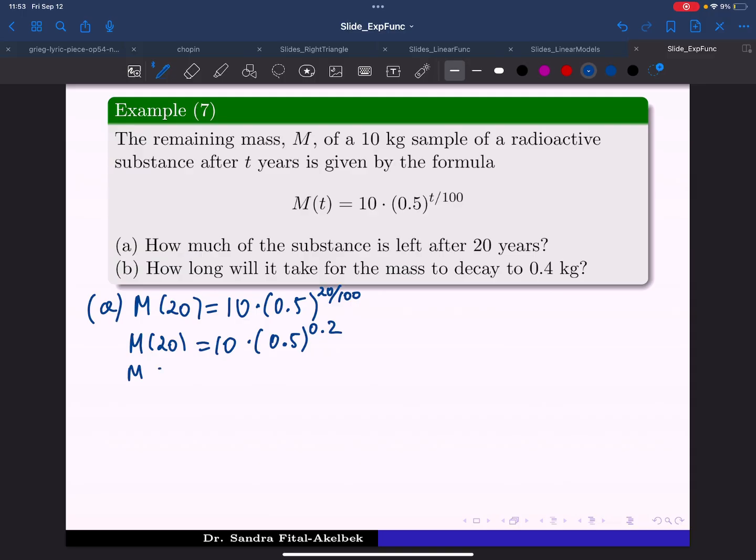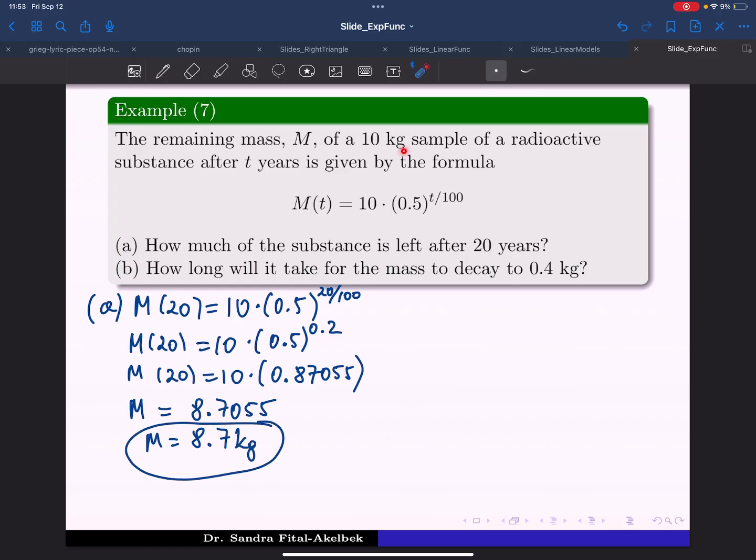So m at 20 is equal to 10 times 0.5 to the power 0.2. If you perform the power, use the y to the x key or the power key, and I'm getting that this is 0.87055. So times 10, m is equal to 8.7055. So in other words, m is equal to 8.7 kilograms. The mass is in kilograms.